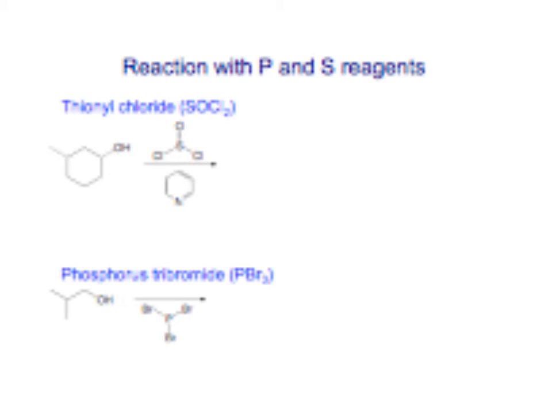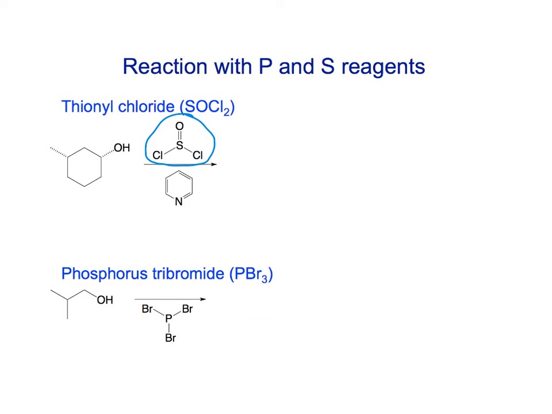The second strategy was to use sulfur or phosphorus reagents. The first reagent is called thionyl chloride. Its structure is shown right here. And this reagent can help convert the OH to a chloride. All right, so the way that this works is the OH reacts with the sulfur and displaces one of the chlorines. This remote site stays the same because it's not being changed at all.